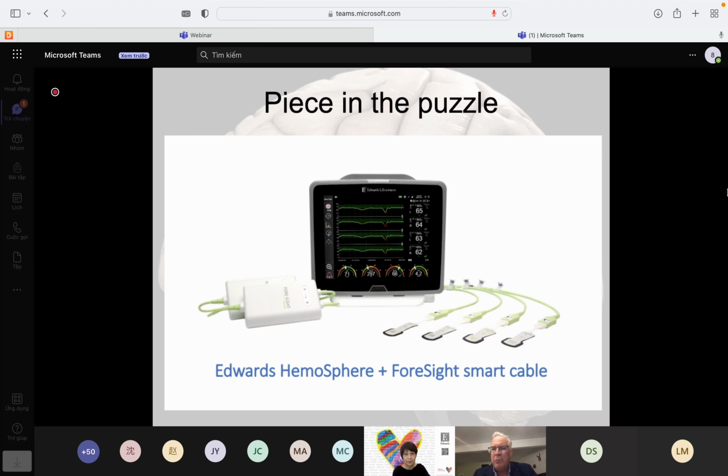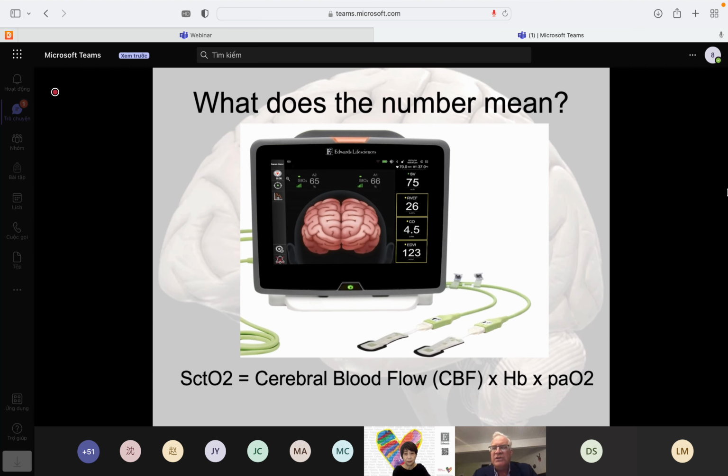So you don't only get an idea of what's going on within the brain, but you also get an idea of what's going on systemically. What's the blood pressure, what's the cardiac output, what's the SVR. All of these things together can help you get a good idea of what's going on with this patient's perfusion.